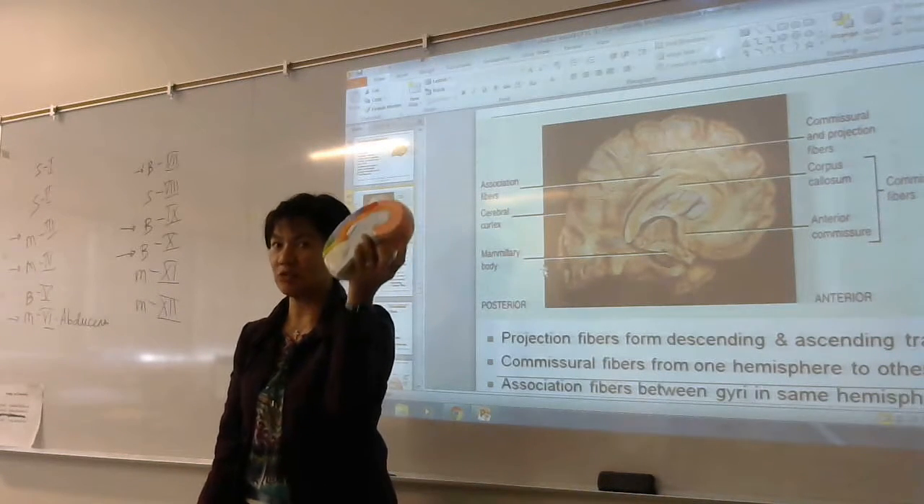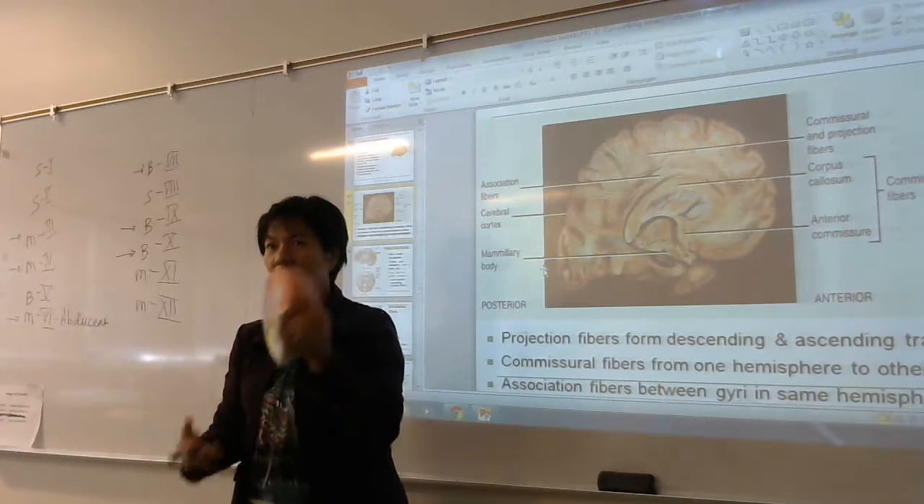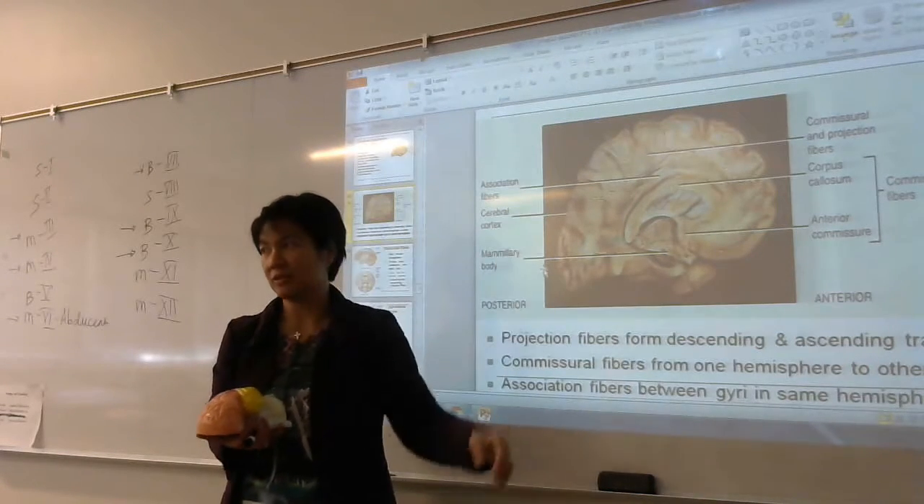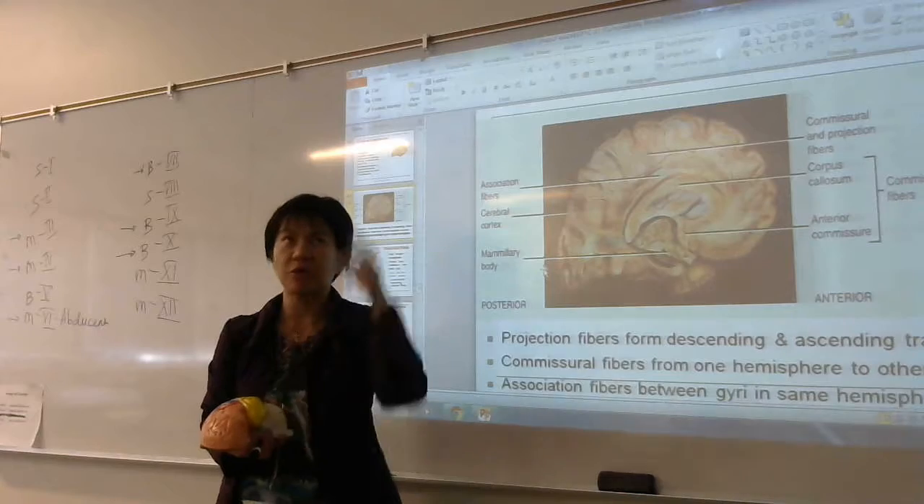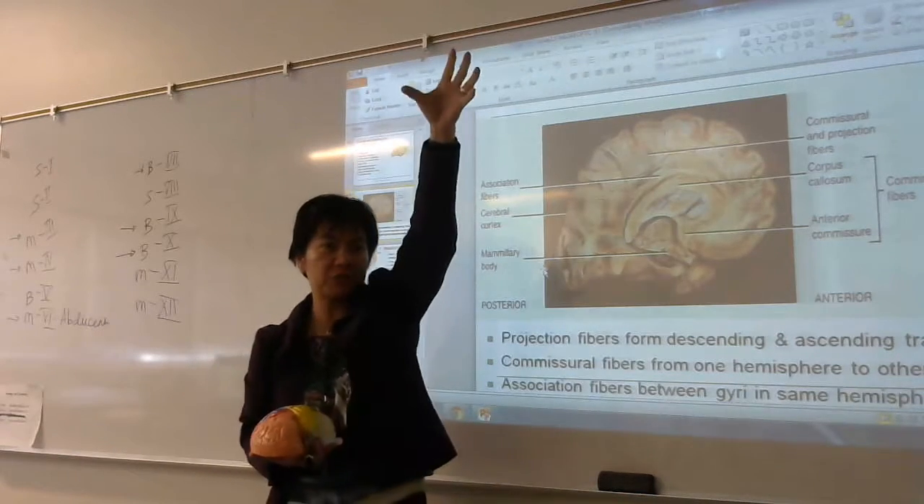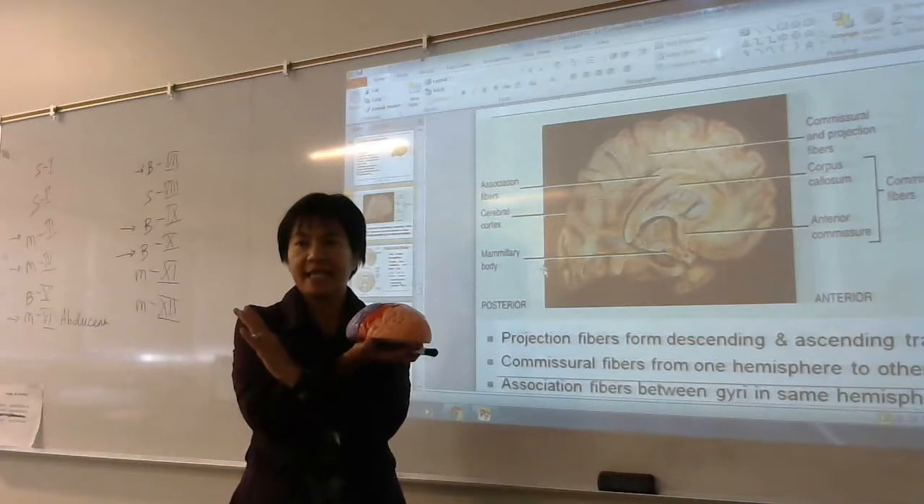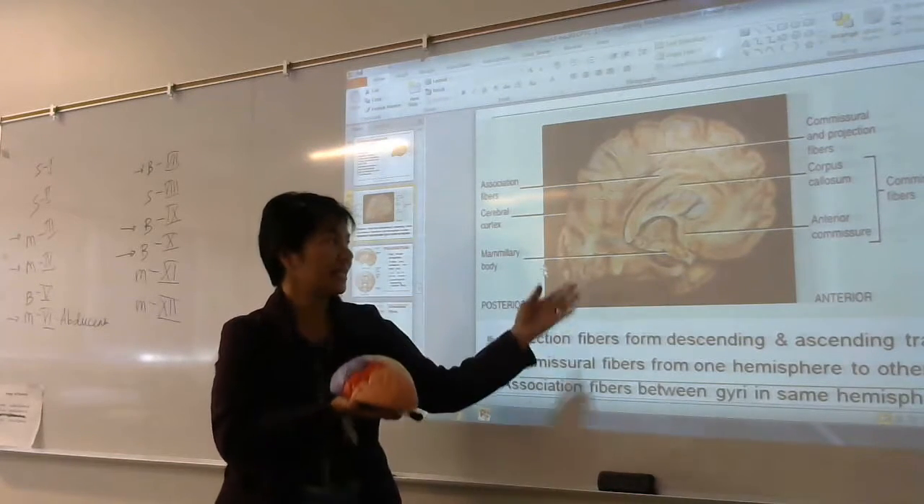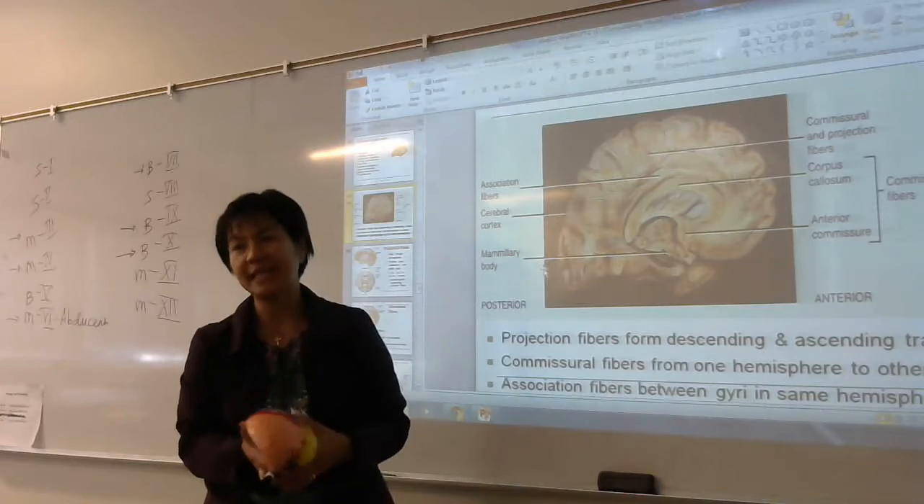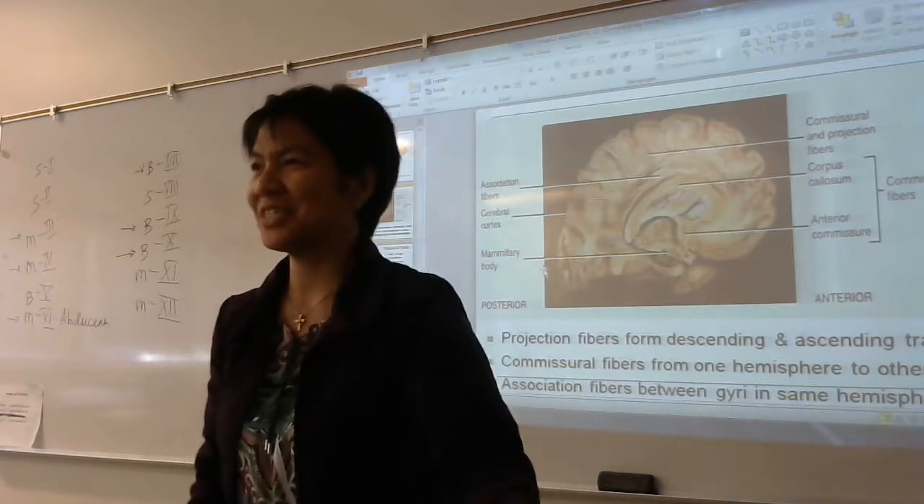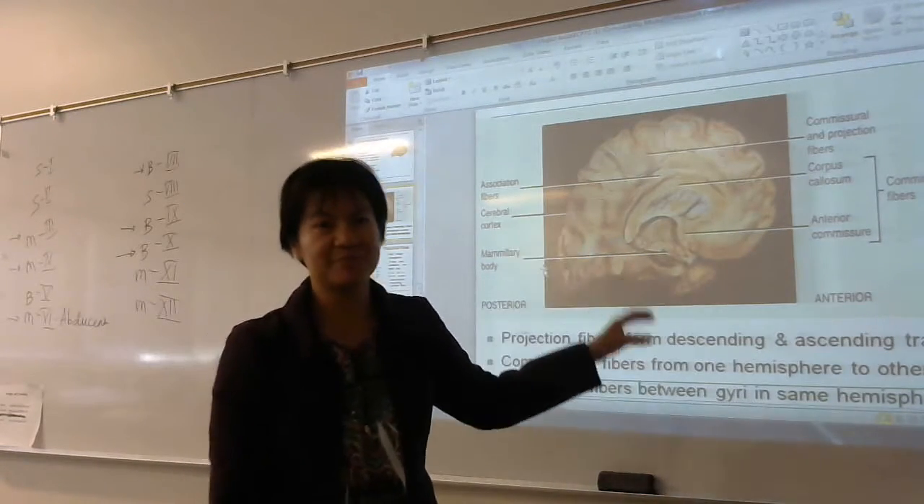So the association, you don't go to the next association. I hope that will help you remember. Projector, the projection, you project all the way down. Commissural, you communicate right to the left. And then association, it's just within the homeowners association, so within the same lobe.